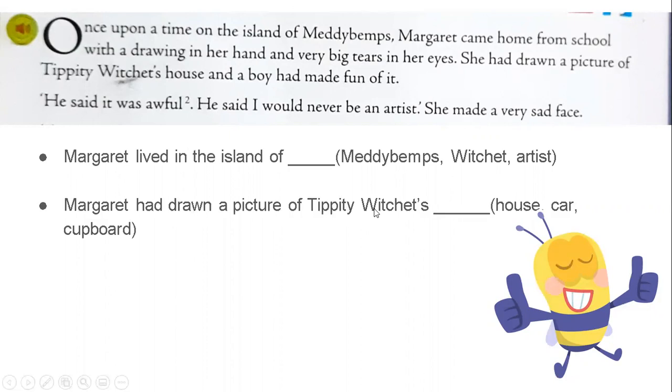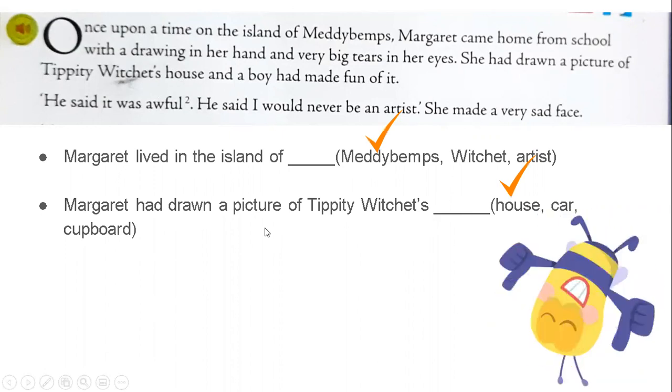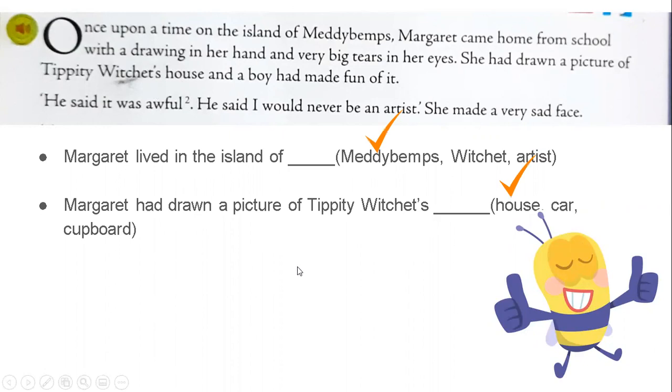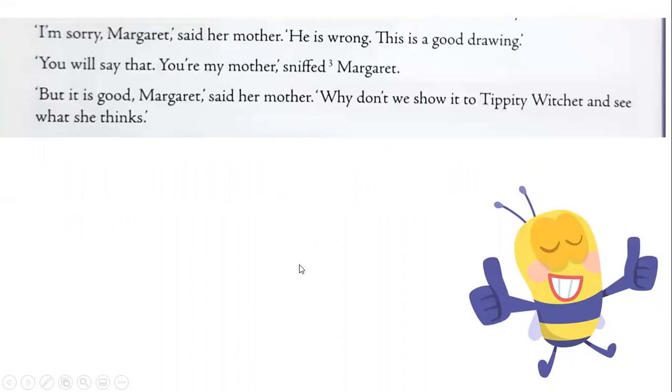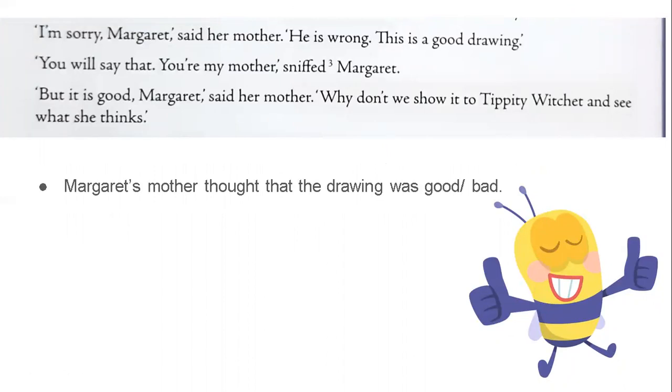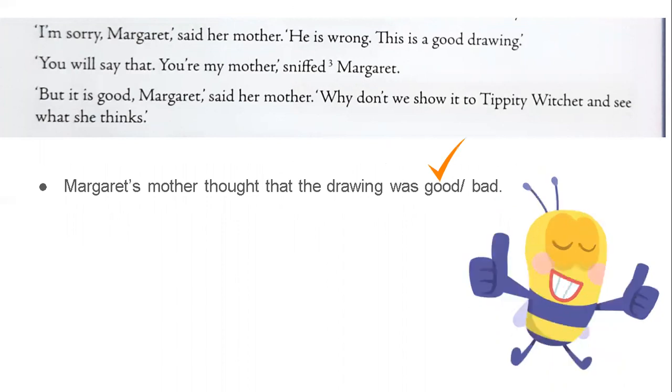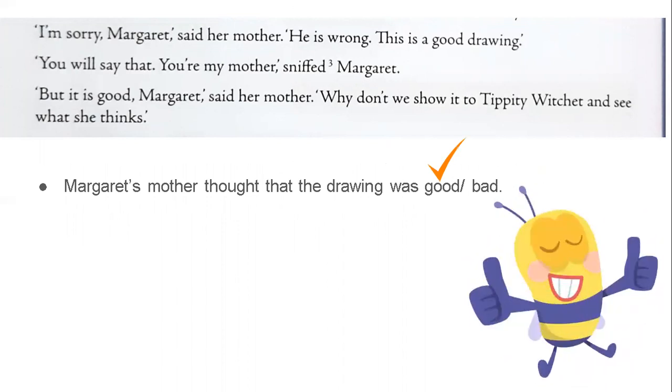Margaret had drawn a picture of Tippity Witchet's house, car, or cupboard. What are your answers? The first answer is Medibens, it's right there. And the second answer is house because it's here. If you got the answers right, this little fellow is somersaulting with joy. Here's the next part, and I have questions based on this part. Margaret's mother thought that the drawing was good or bad. What do you think? Good. And if you got it right, that's for you.